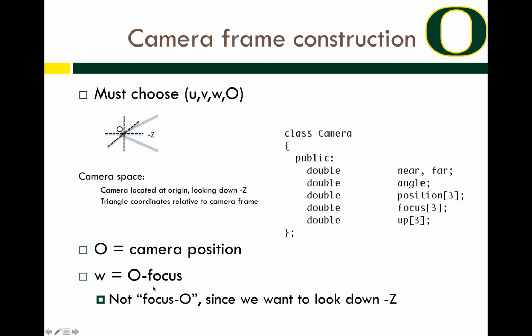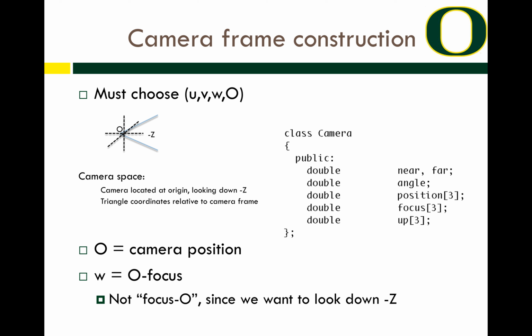So that's why it's origin minus the focus, because origin minus focus would get z that way, and we want to be looking down minus z. I think I said that wrong. We want it to be origin minus focus because that would make plus z going that way, and we want to be looking down minus z.